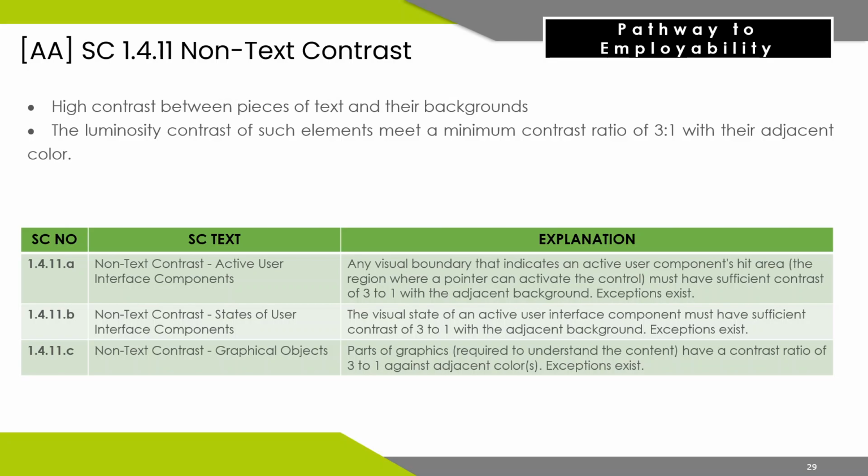1.4.11.b, non-text contrast, states of user interface components. The visual state of an active user interface component must have sufficient contrast of 3:1 with the adjacent background. Exceptions exist. 1.4.11.c, non-text contrast, graphical objects. Parts of graphics required to understand the content have a contrast ratio of 3:1 against adjacent colors. Exceptions exist.